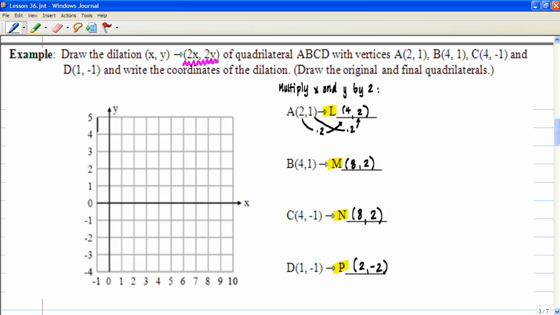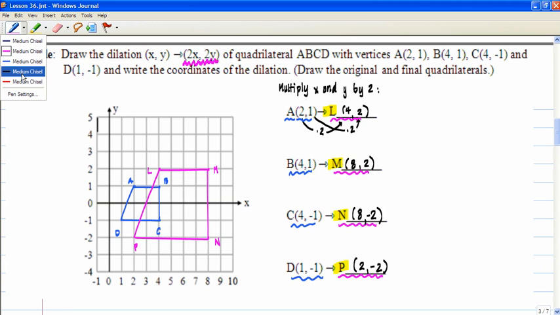Now I'm going to graph. I'll graph my original quadrilateral ABCD first, and then my new quadrilateral, or my dilated quadrilateral LMNP. And I'm going to label the points as I go along. So here's my original quadrilateral ABCD. Now I'm going to draw the dilated quadrilateral by plotting these points. And my new quadrilateral LMNP, just by visual inspection, looks like it is the dilated figure from my original.